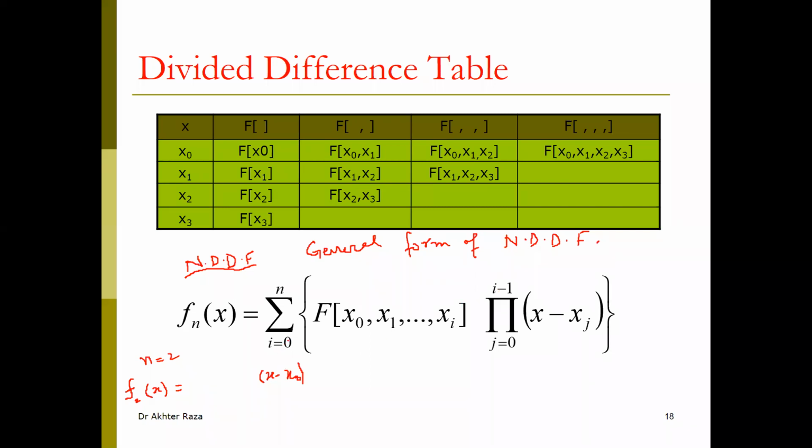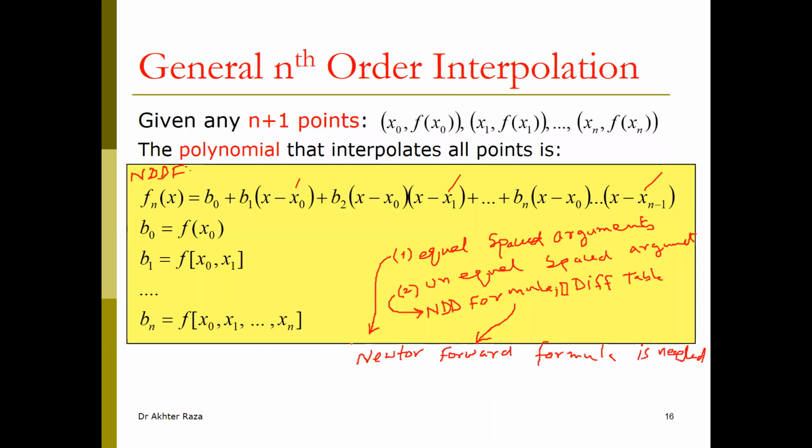If I put 1 here, this will become j equal to 0 to 0. If I put 2 here, this will become 0 to 1. So 0 to 1 means what? We have x minus x0 and x minus x1. The two brackets are x minus x0 and x minus x1. And the divided difference entries are x0 and x1, x0, x1 and x2. So you can see the expanded form here. If we have b naught, it means f of x naught.